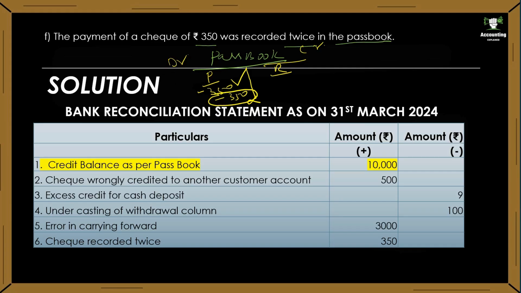How will you cancel this deduction? By adding 350. If we add this 350, we will be able to get the cash book balance correctly, as in the cash book we would have deducted only once. In the cash book, the left side is your receipts and the right side is your payment. We would have deducted 350 only once. Okay, so see point number 6. Check recorded twice, under the additions column, rupees 350.